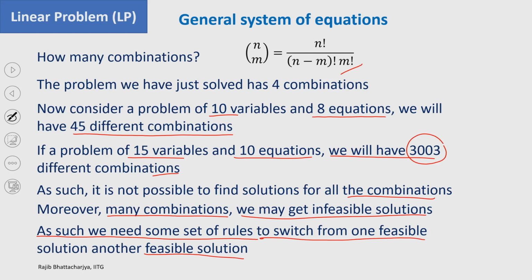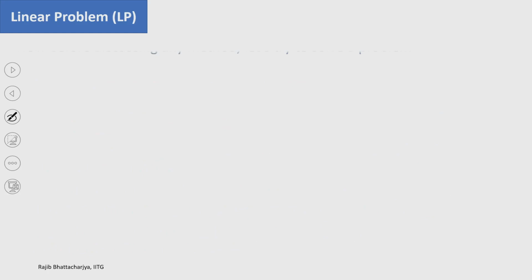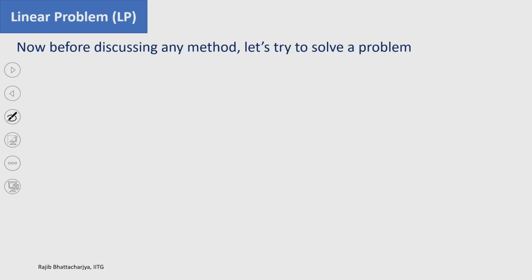We need not evaluate all these combinations, because some of the combinations will be infeasible. So we need some set of rules to switch from one feasible solution to another better feasible solution. Now, before discussing any method, let us try to solve a problem. We will first solve a problem and then give you the rules: what rule you should follow and why you should follow it.